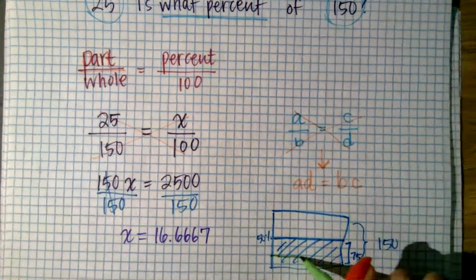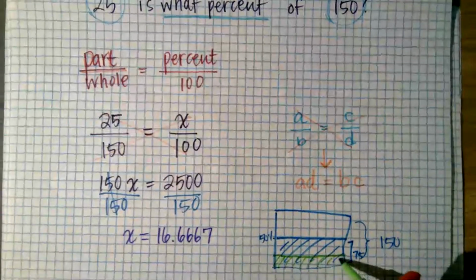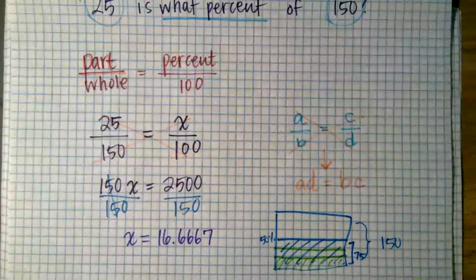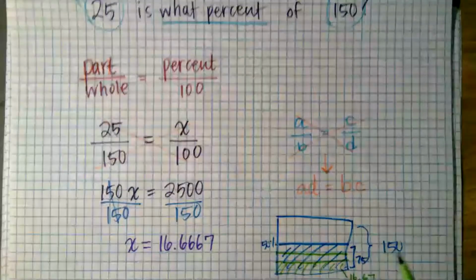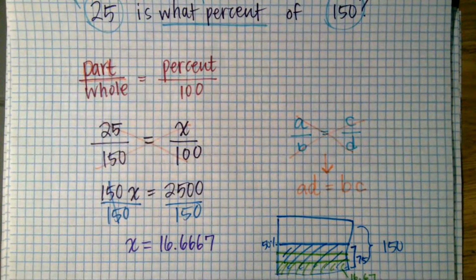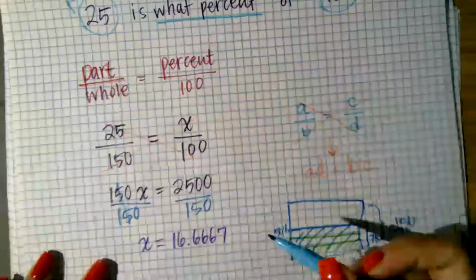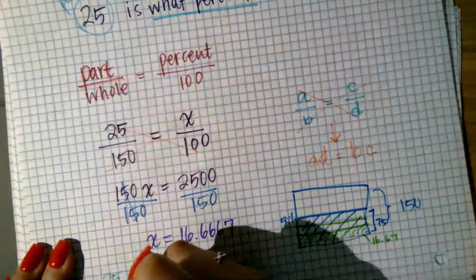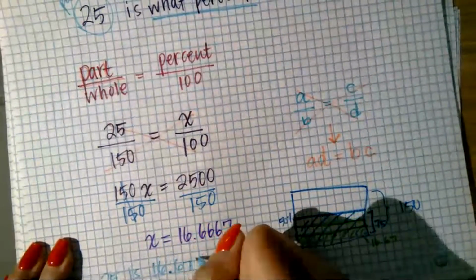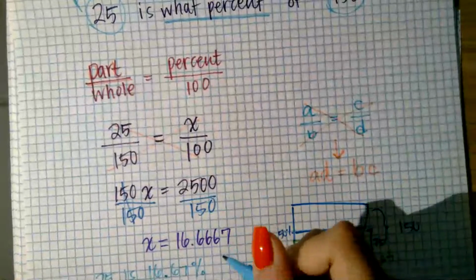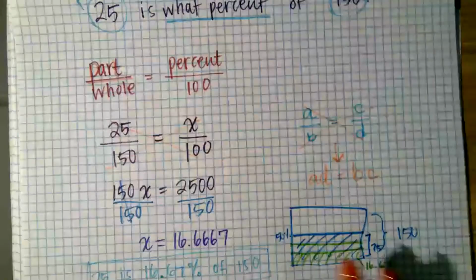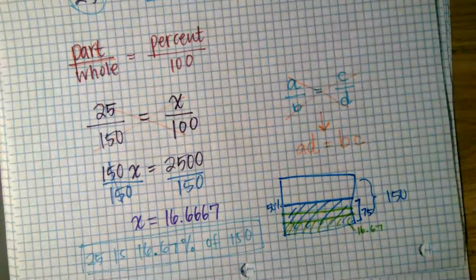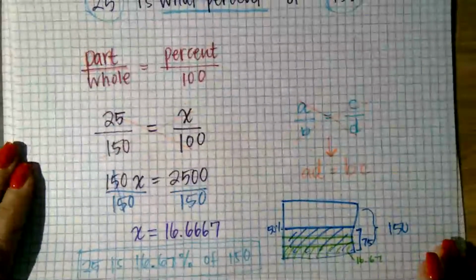So I know that I'm looking at really just this part here, if I was to break it up into thirds. And so that right there would be the 16.67. So I will always provide a visual so that we can see. So my final answer is going to say 25 is 16.67. I'm rounding off to the hundredths place of 150. Okay, right there. Give you a little overview.